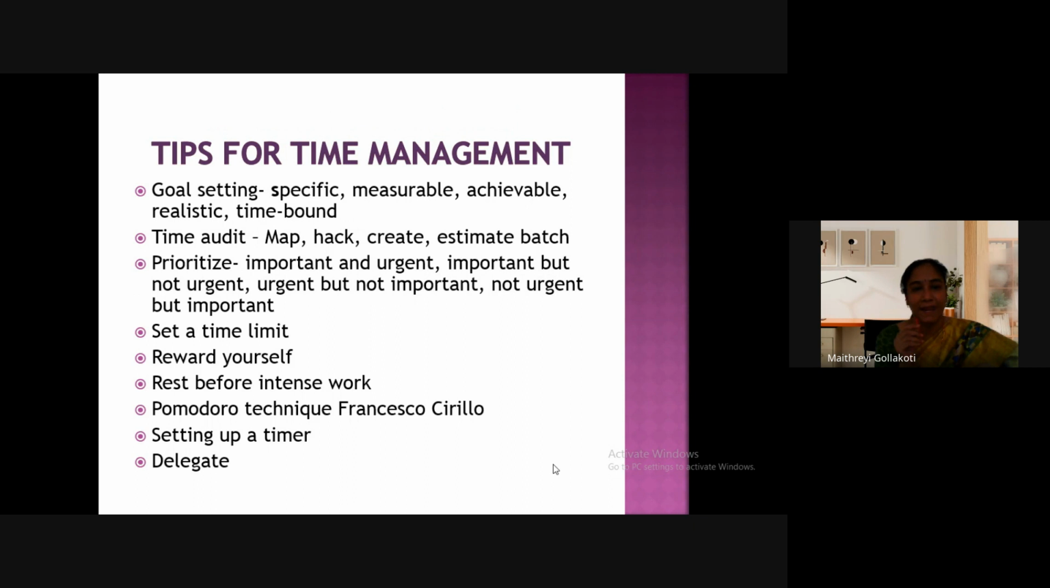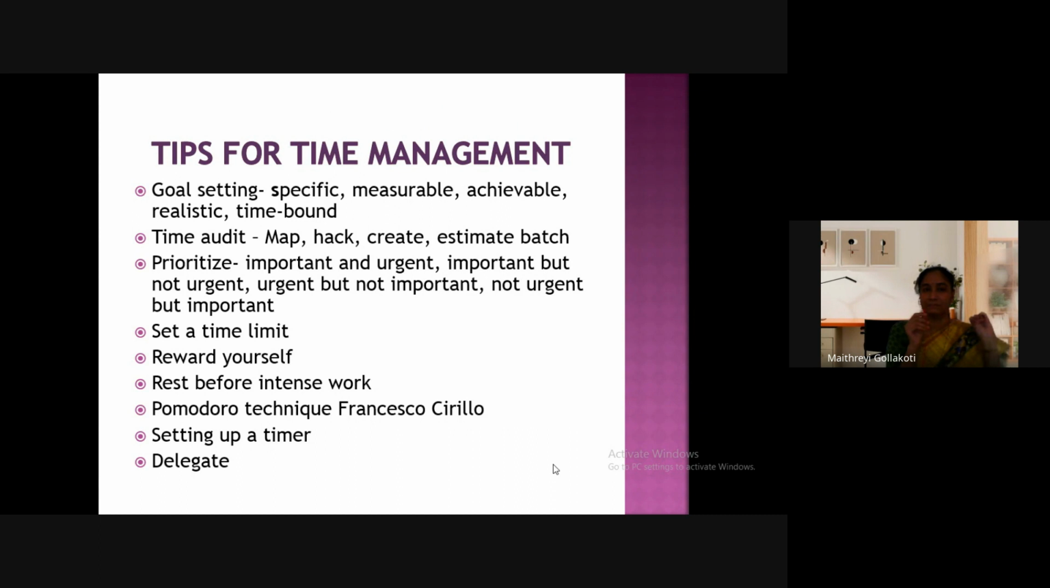Tips for time management. How can we manage time? The first thing is goal setting. Okay. Now, what types of goals should we have? They say we should have SMART goals. What are SMART goals? S for specific, M for measurable, A for achievable, R for realistic, and T for time bound. These are the 5 types of goals which we should have. They are the SMART goals.